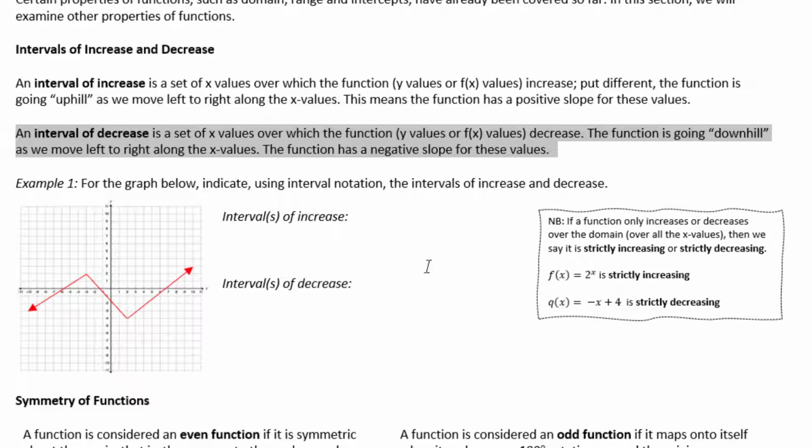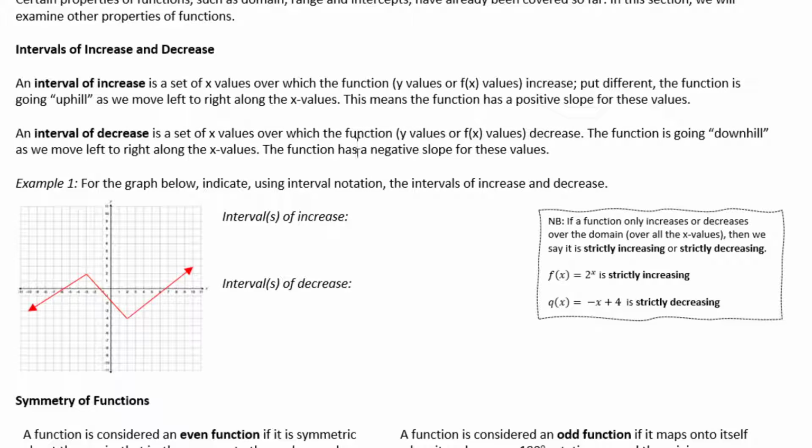An interval of decrease is a set of x values over which the function decreases. The function is going downhill, right there, as we move left to right along the x values. And the function will have a negative slope for these values, right there. That would be a line with a negative slope.